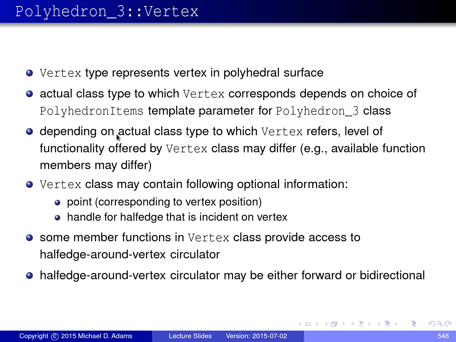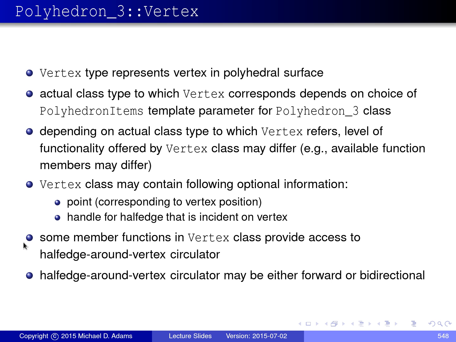Depending on the actual class type to which vertex refers, the level of functionality that's offered by the vertex class can differ. In other words, the member functions that are available to you can differ depending on the specific type that vertex refers to. The vertex class can contain some optional items. In particular, it can contain a point, which is the position of the vertex in space, and also a handle for a half-edge that's incident on the vertex.